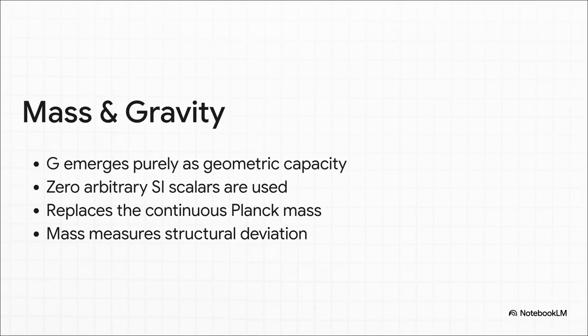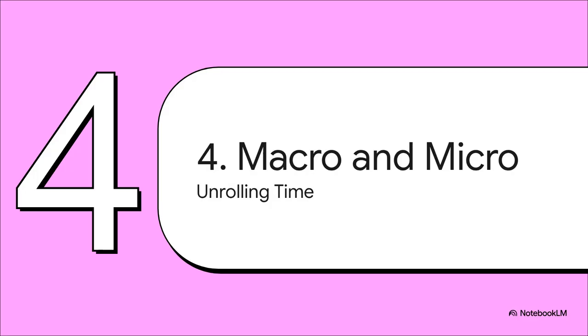Imagine a knot in a piece of wood. Mass is basically just a geometric knot forced into the closed boundary of the network. It's just such an incredibly elegant way to unite matter and geometry. Let's keep rolling with Section 4, Bridging Macro and Micro, Unrolling Time.